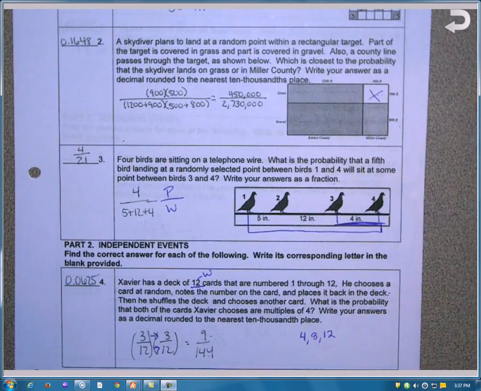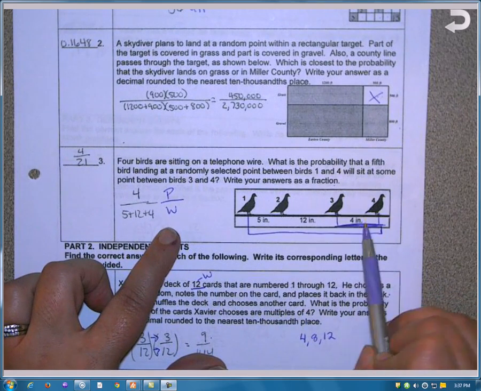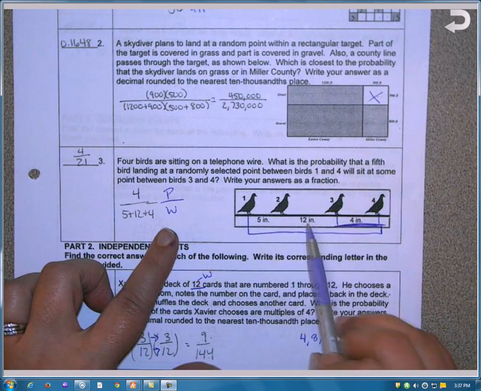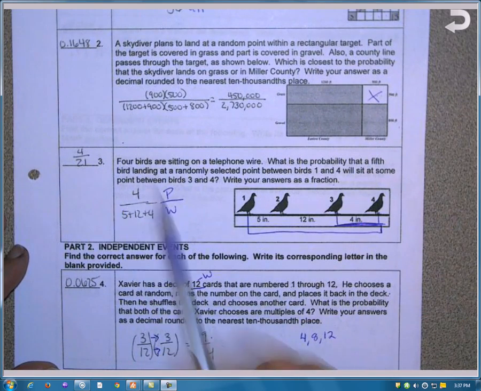For number 3, you're going to do part over whole. Your part is this number. Your whole is the 5, the 12, and the 4. So 5, 12 plus 4 is 21.